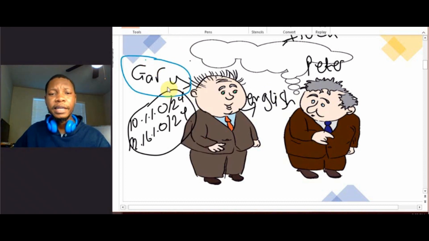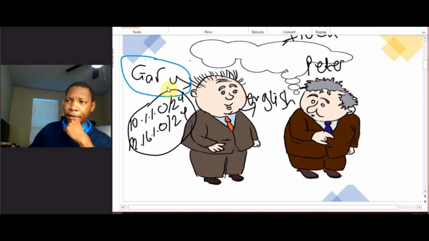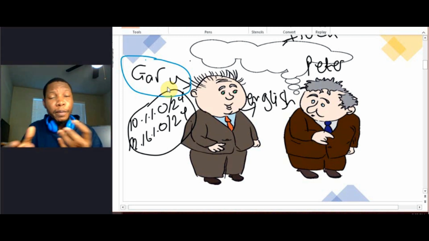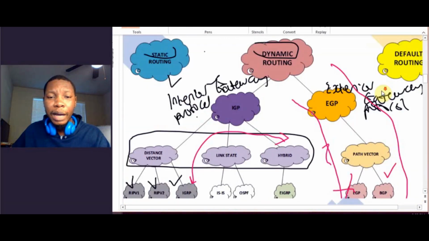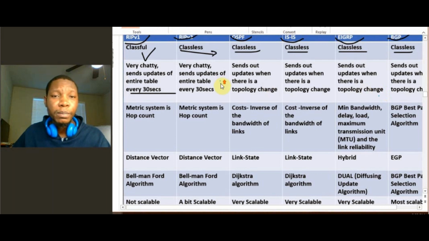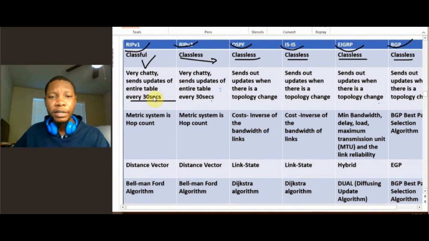Imagine Gary is saying every 30 seconds, "Hey Peter, my name is Gary." You see, it's kind of weird, right? Imagine having a communication with somebody and the person is repeating the same thing that you already know about every 30 seconds. And that was RIP version 1. So that wasn't really efficient, right? So they came about, an enhancement to make communication better. So yeah, RIP version 1 every 30 seconds. RIP version 2 also did similar thing. It sends updates every 30 seconds too, not too efficient.